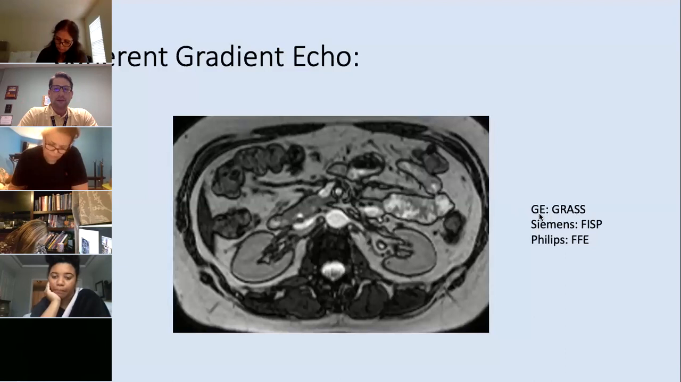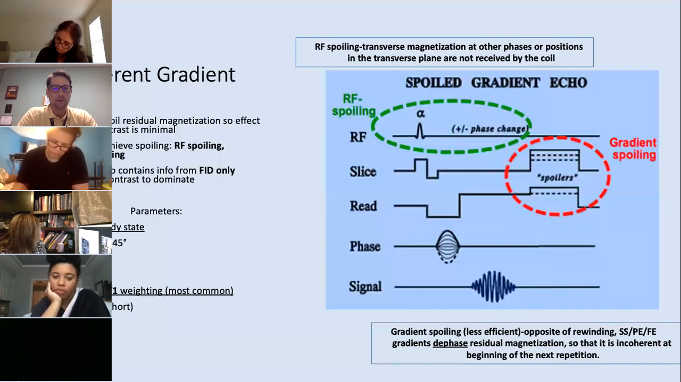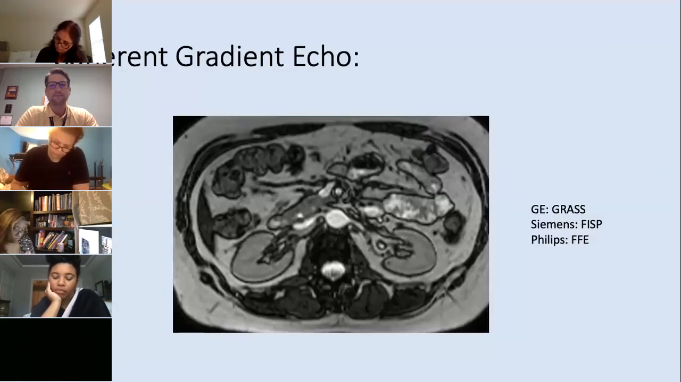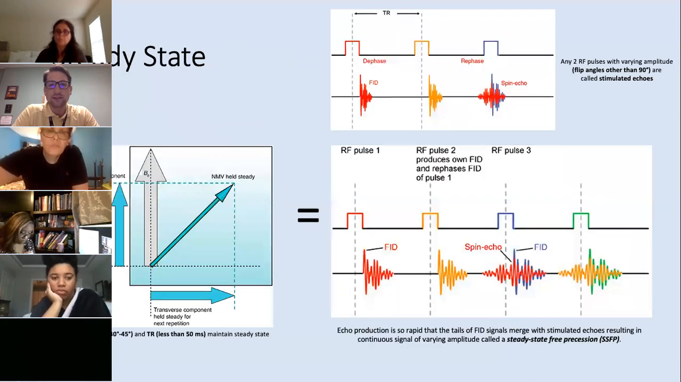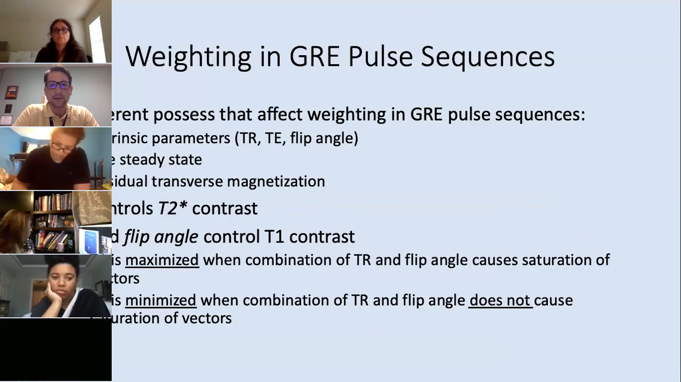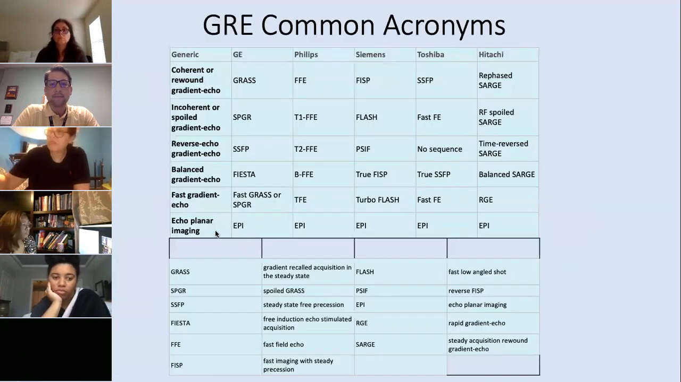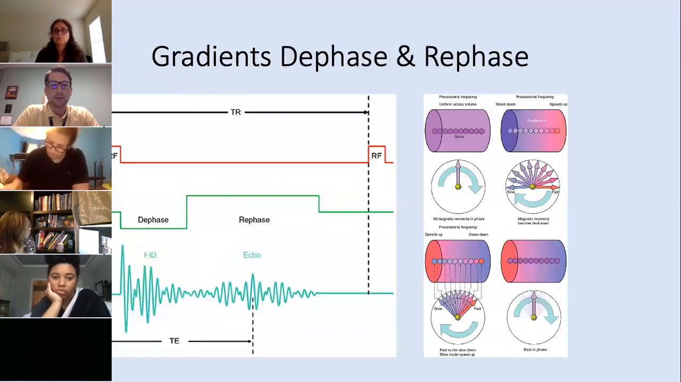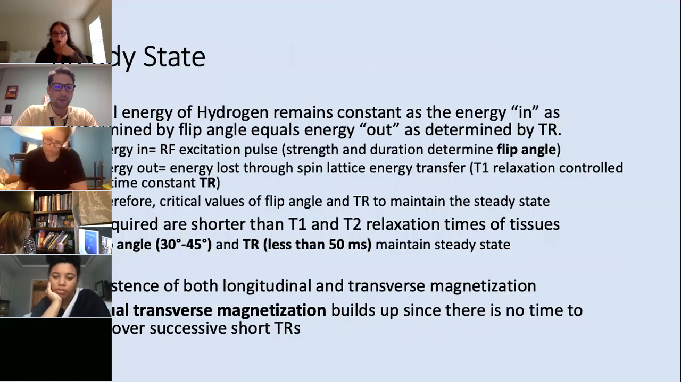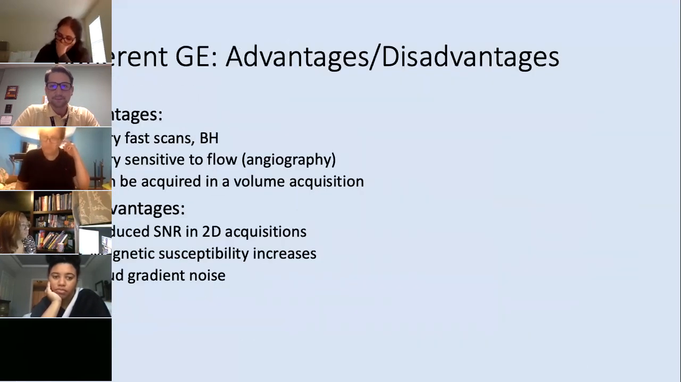So on a GE scanner, a coherent gradient echo is called GRASS, Siemens, FISP, and on Philips, FFE. So I just provided the manufacturer. And that's the same as that chart I had at the very beginning. So you could always use just that chart too, but I like to put the acronyms right next to the image so you have an idea of what it looks like.